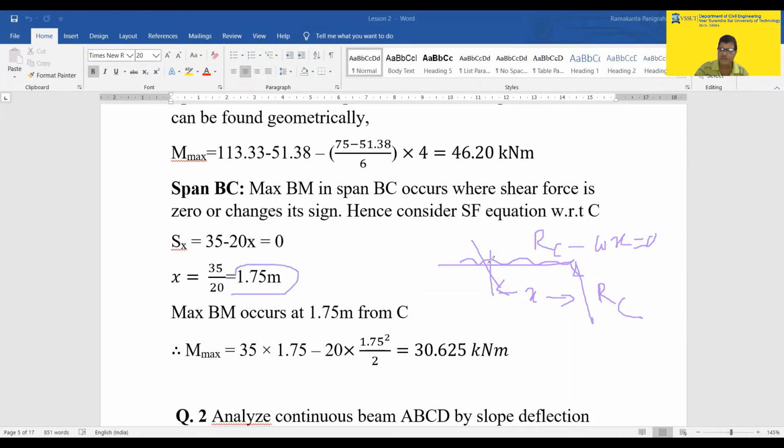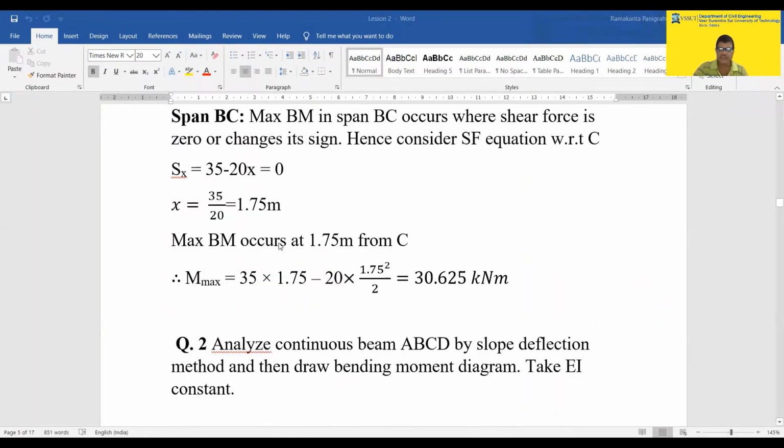At 1.75 meter from here, the bending moment is maximum. What is the value of the bending moment now? RC into 1.75 minus W x square by 2 will give the bending moment. So these are the basics of this shear force and bending moment diagram, according to how to draw the diagram. Let us go to the next example.